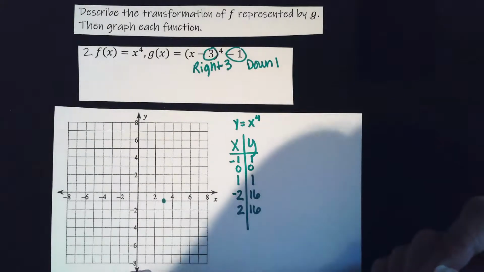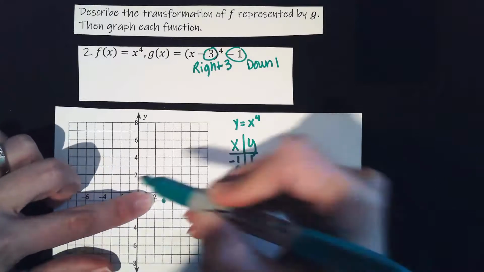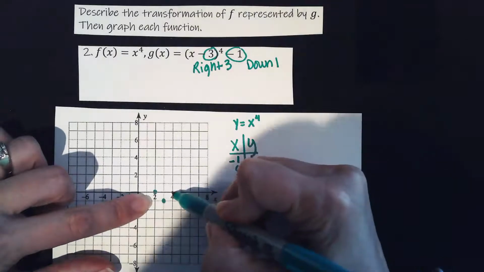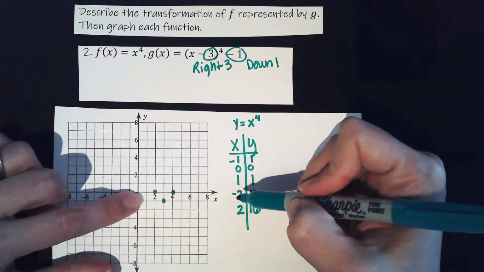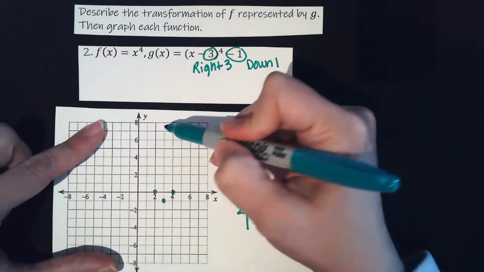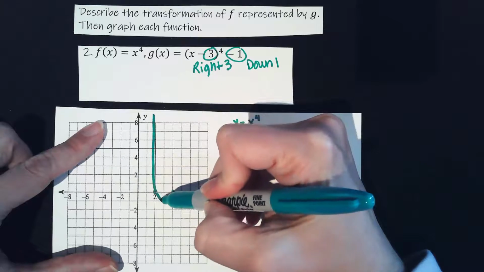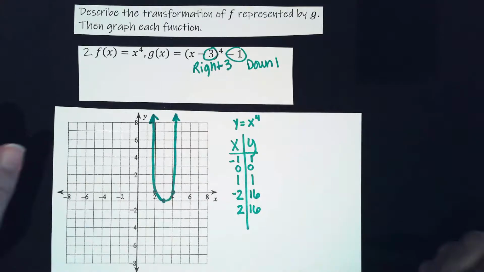And we can plot these points. So, from my start point, I can go left 1, up 1. And I can go right 1, up 1. Okay. If I go left 2, up 16 is way off my graph. So I know it's pretty steep. So I'm just not even going to go over that far. So it's going to look like that.